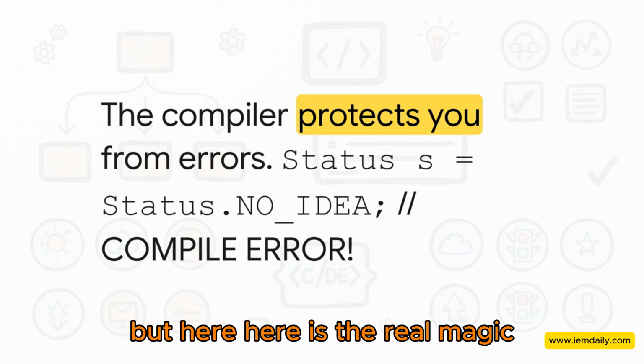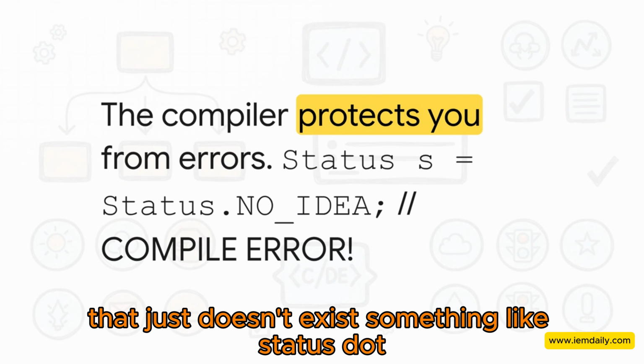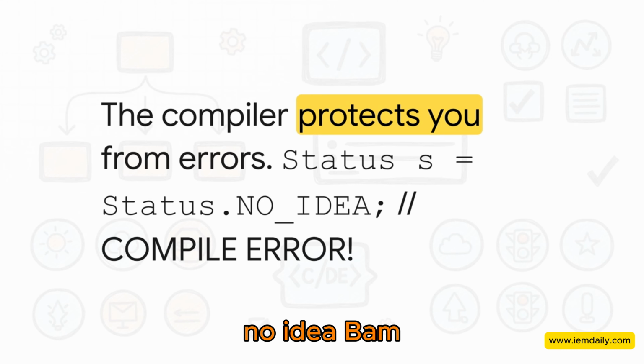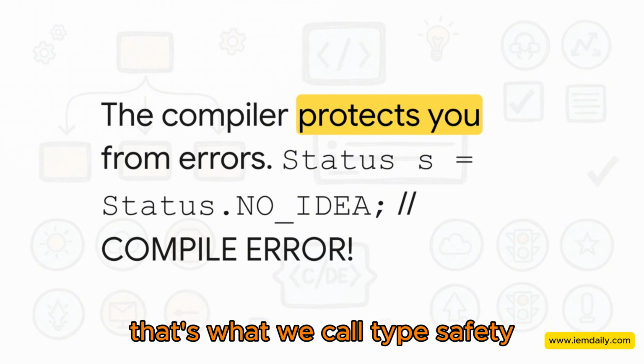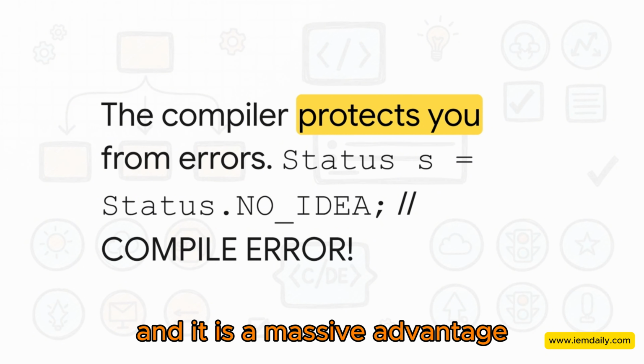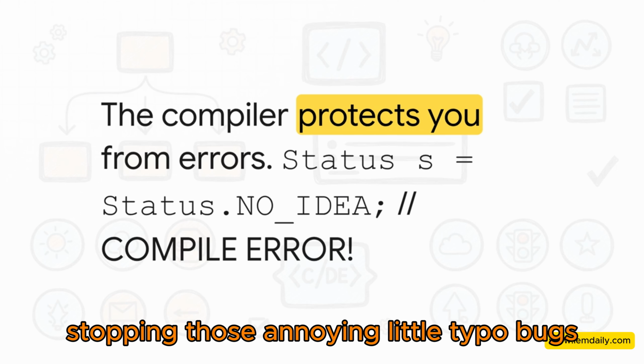But here is the real magic. This is the game changer. What if you try to assign a value that just doesn't exist? Something like Status.NO_IDEA. Bam, your code won't even compile. That's what we call type safety, and it is a massive advantage. The compiler basically becomes your personal bodyguard, stopping those annoying little typo bugs right at the door.